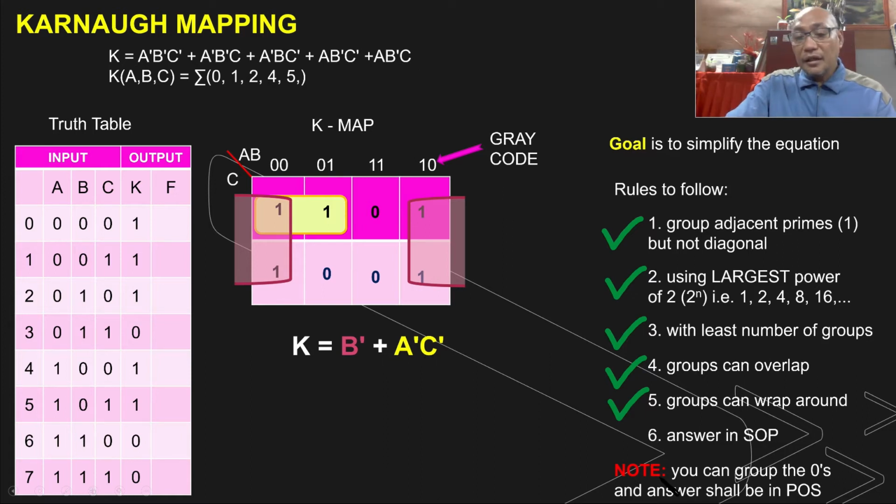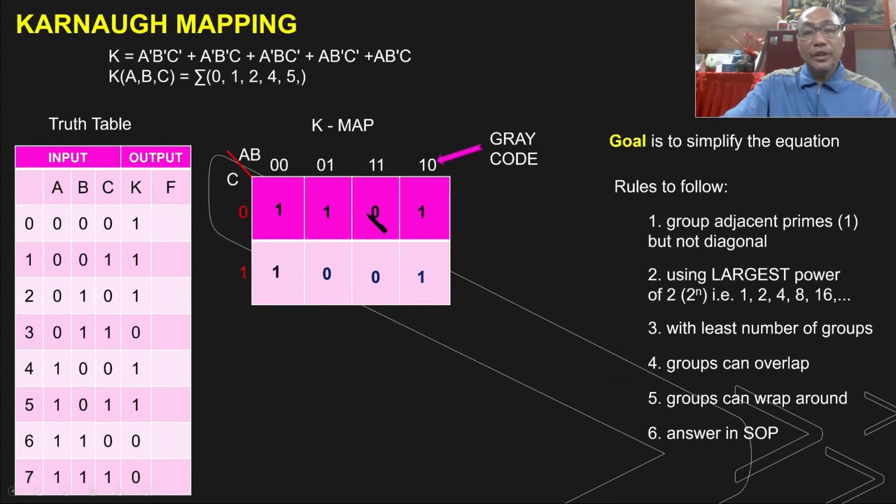We have here a notation which states that you can also group the zeros and the answer shall be in POS. There are 3 zeros here. How can we group them together? Can we group these two together? Are they adjacent? Number 2 is grouping by 2's, the largest power of 2 raised to n.